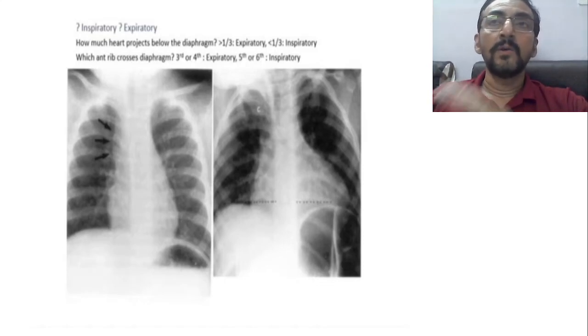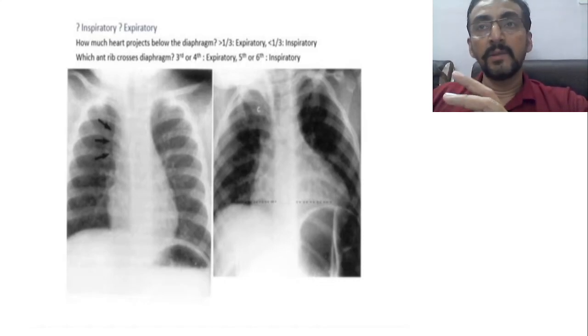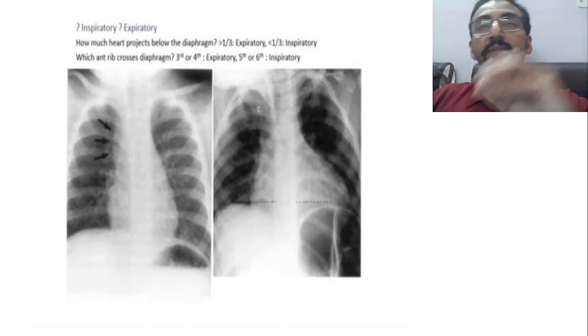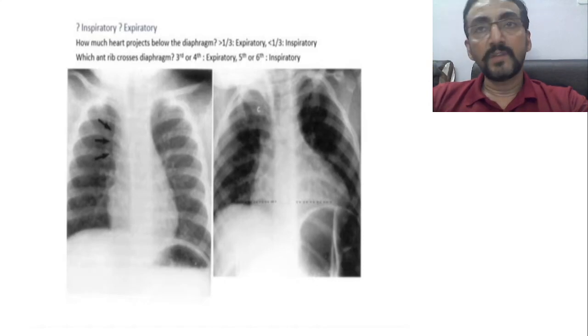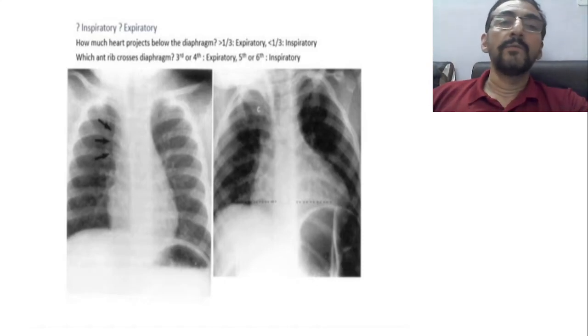So how to know this? One is the diaphragm position in relation to the heart. Another is counting of the ribs. If only a few ribs are visible, it suggests that it is an expiratory film. If more ribs are visible, then it is an inspiratory film or a normal film.